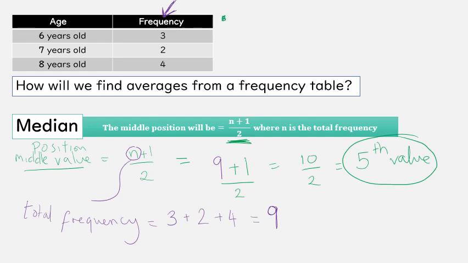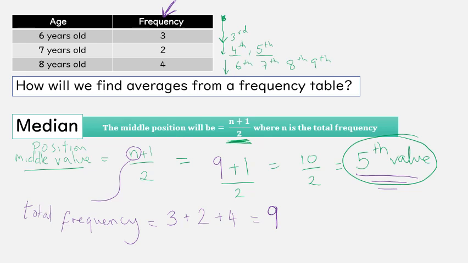So starting from the top, the number of 6-year-olds is 3. So here, by the end of the 6-year-olds, we're at the 3rd value. Then in the 7-year-olds, we have the 4th and the 5th value. And then when we get to the 8-year-olds, once we've included them, we've got the 6th value, 7th, 8th, and 9th. If we put them in a line, the 6-year-olds would be the first 3, the 7-year-olds would be in 4th position and 5th position, and then the 8-year-olds would be 6, 7, 8, 9 at the end of the line. And we want the middle value, so that's going to be the 5th person in the line.